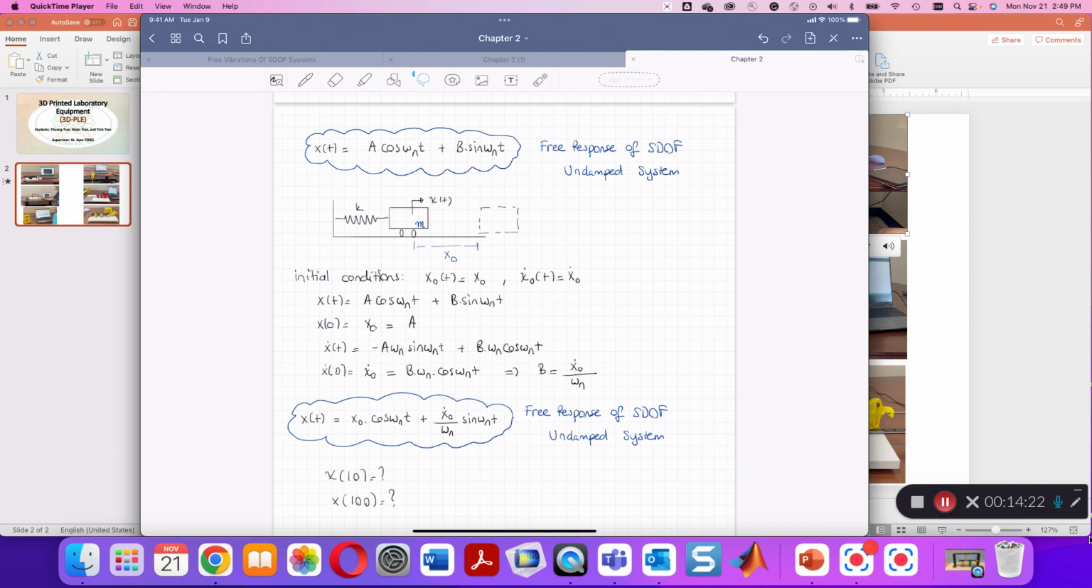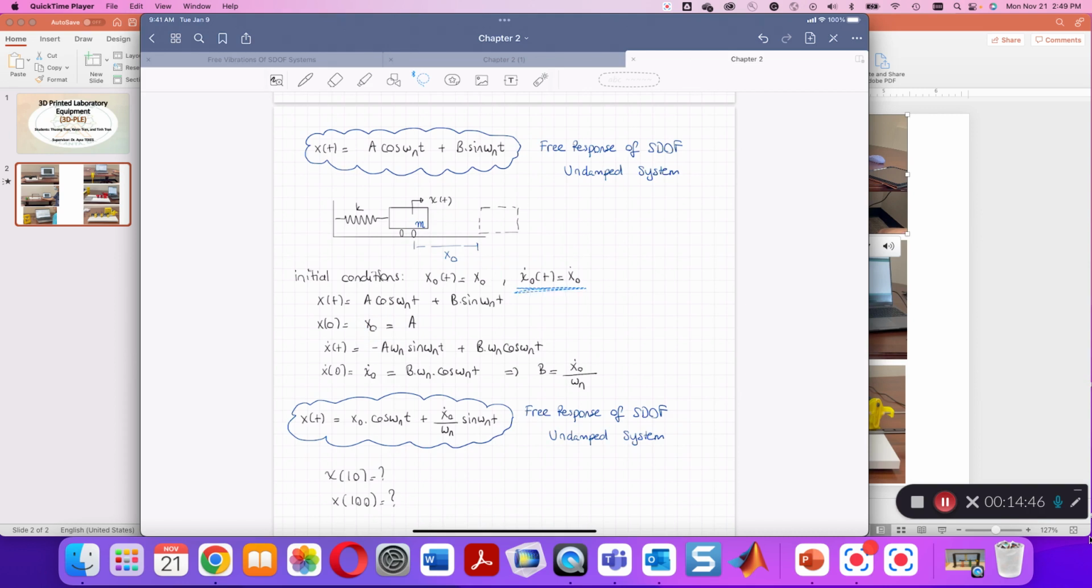So from here, let's go ahead and plug in 0 for time. So x0 is equal to a times cosine 0, which is 1, plus b times sine 0, which is 0. That term will cancel out. This should only give you the initial displacement as equal to a. So we know what a is in terms of the system parameter. That's equal to the initial displacement.